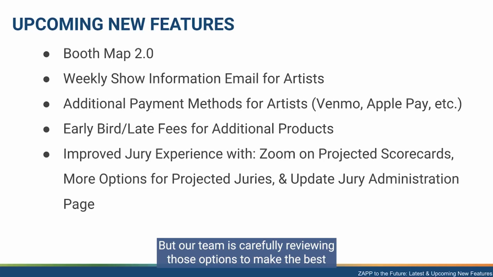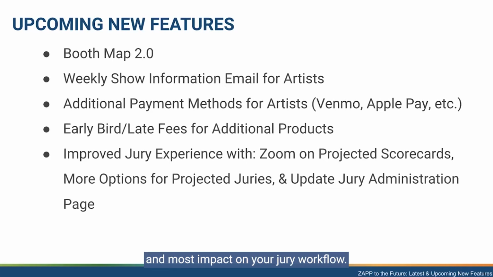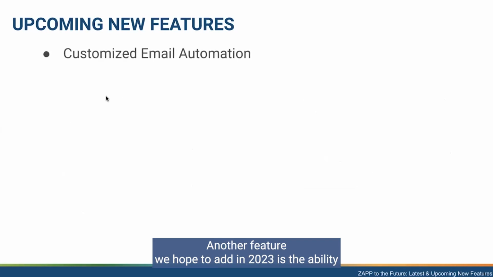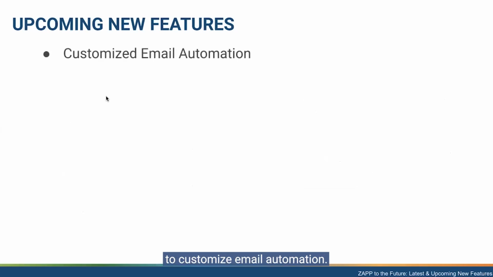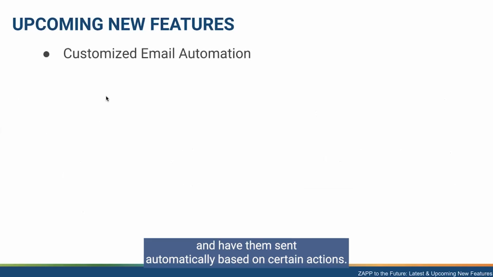But our team is carefully reviewing those options to make the best and most impact on your jury workflow. Another feature we hope to add in 2023 is the ability to customize email automation. So this would let you set customized emails and have them sent automatically based on a certain action.